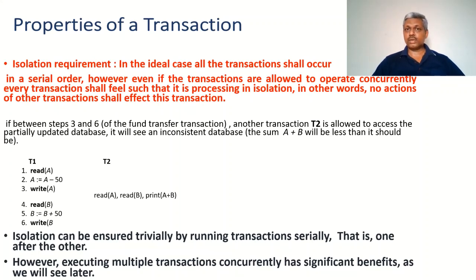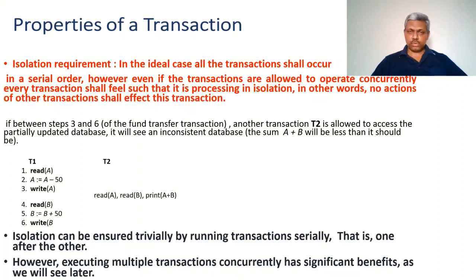But T2 has entered after T1. It is supposed to read the value that is written by T1. But because of the mixing of these operations, it has read an inconsistent set of values and the output is wrong for T2. This inconsistency arises because isolation is not met. The database objects are getting affected by some other transaction. So isolation is not there in this case.